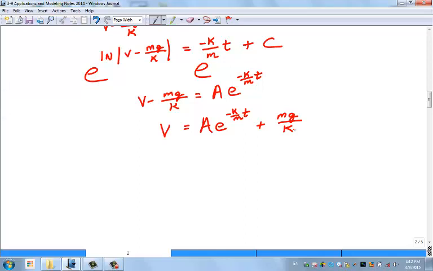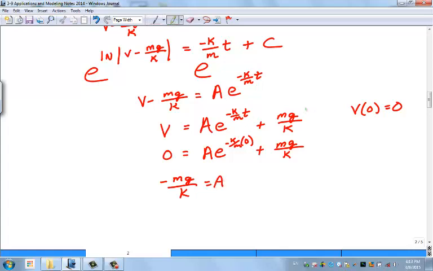The next thing we need to do is plug in an initial condition. Well, let's assume that the velocity at time 0 is equal to 0. That's a fair assumption. So if we plug that in, we get 0 equals A e to the negative k over m times 0 plus mg over k. Of course, A times 1 is what we end up with there, so we get A ends up equaling negative mg over k.